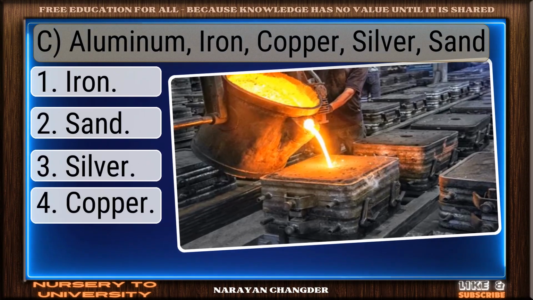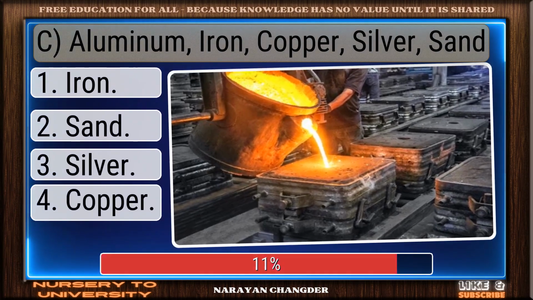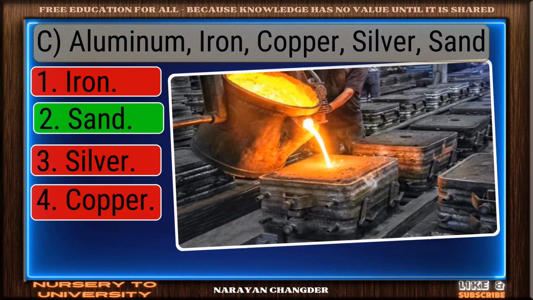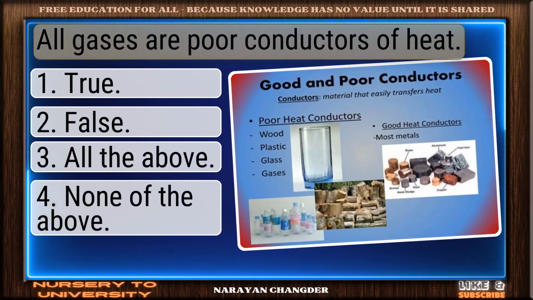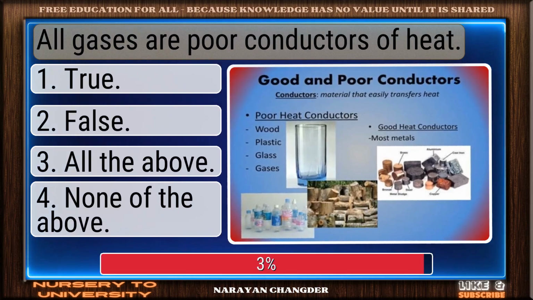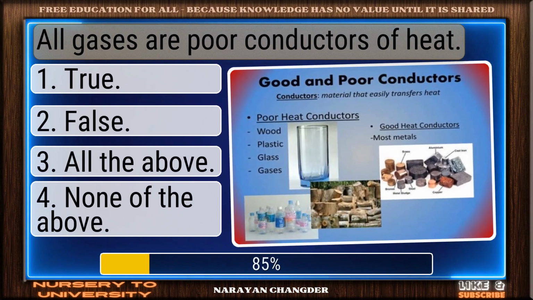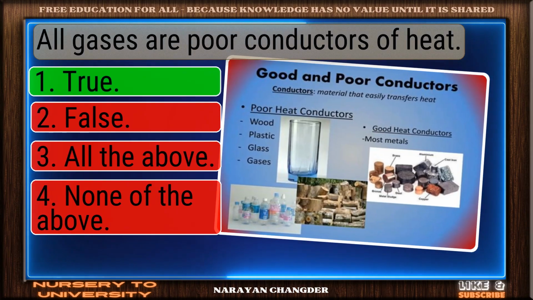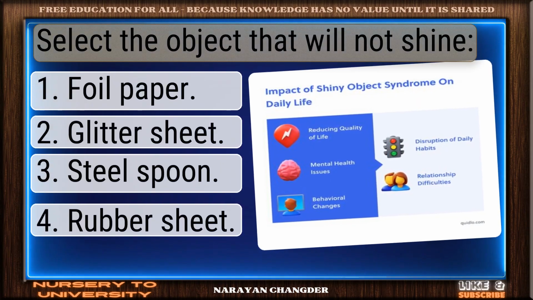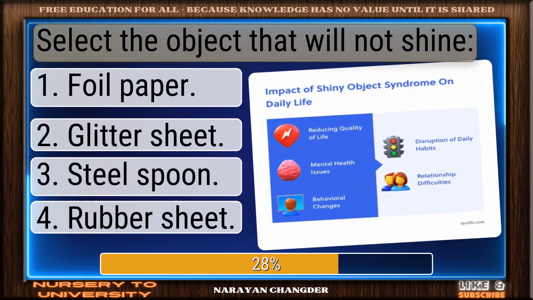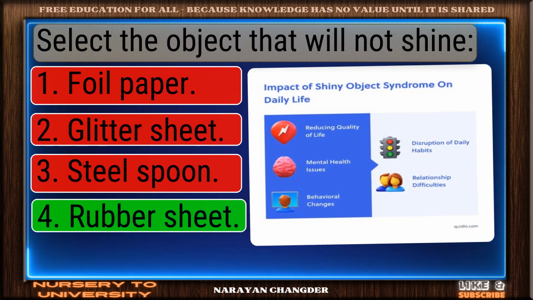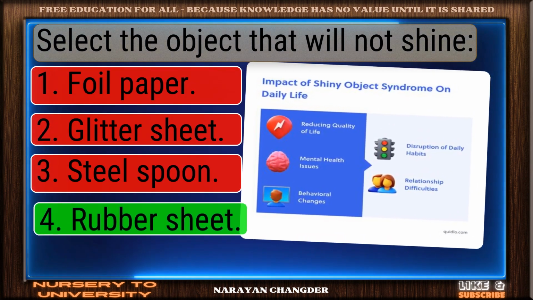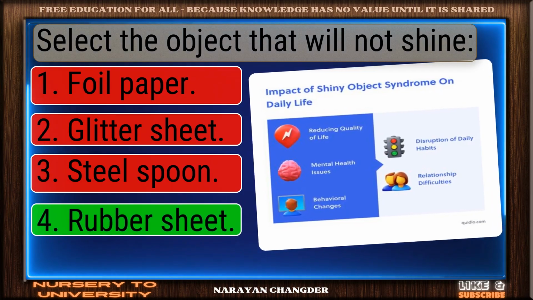C. Aluminum, iron, copper, silver, sand. On track, sand is the correct answer. All gases are poor conductors of heat. Smart pick. True is the correct choice. Select the object that will not shine. Clear logic. Your choice rubber sheet is sound and 100% true.